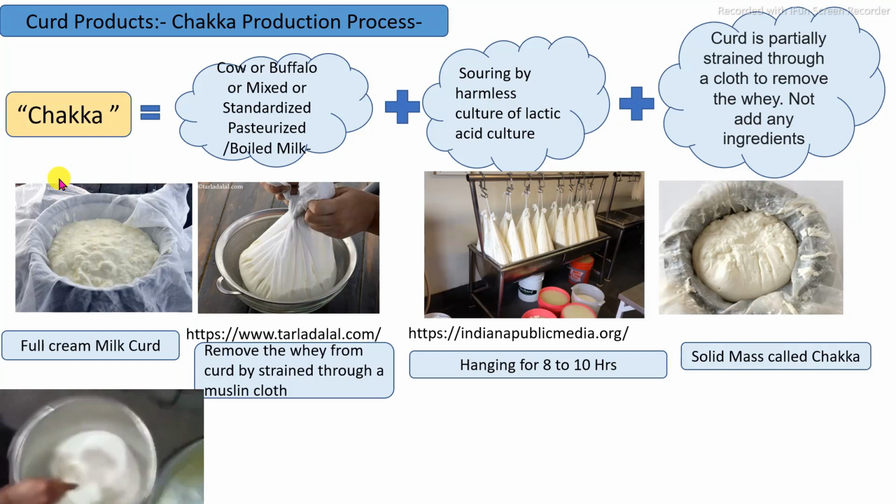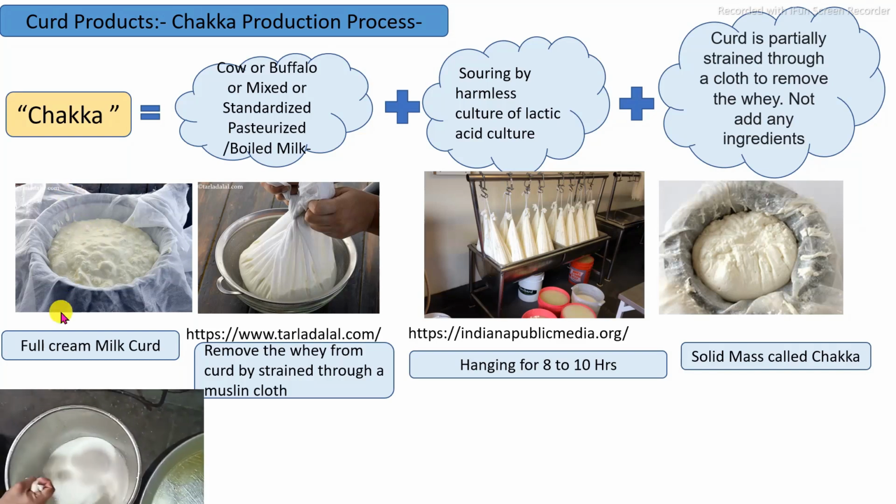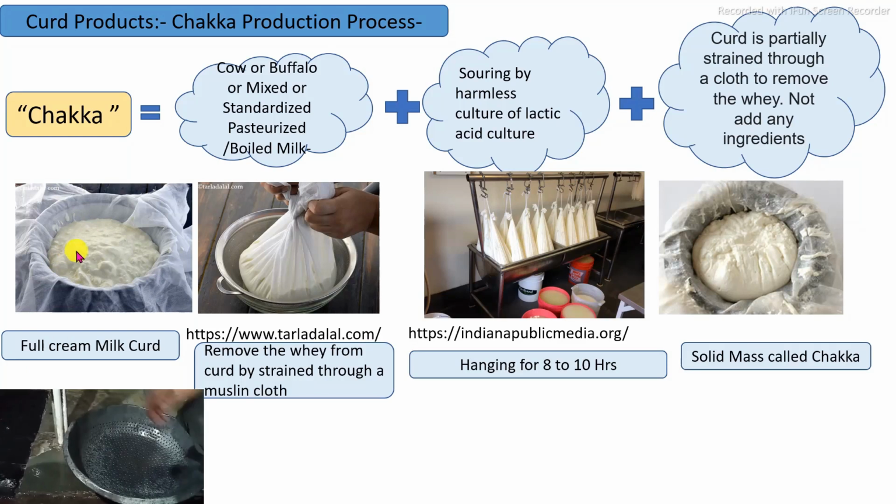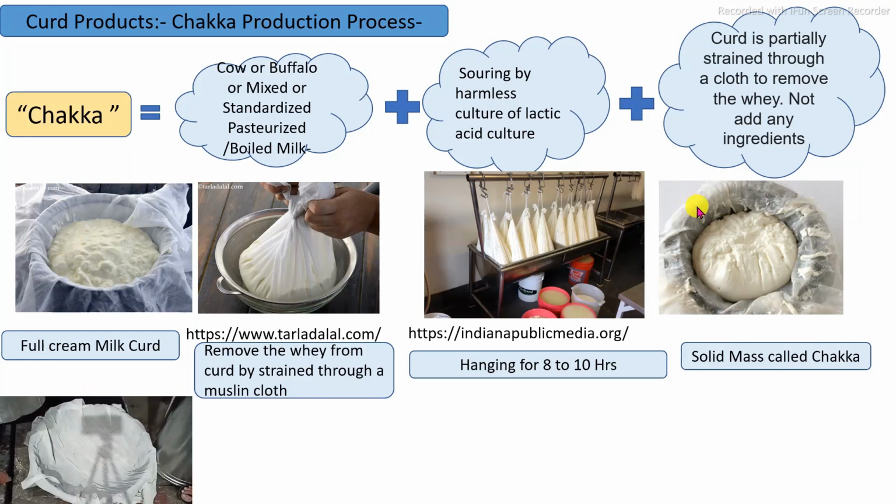Milk must initially be full cream milk. If skim milk is used for the chakka production, then external butter must be added after the preparation of the chakka during the preparation of the Shrikhand. Then, an important term with respect to the hanging of the curd: curd must be hung for at least 8 to 10 hours.